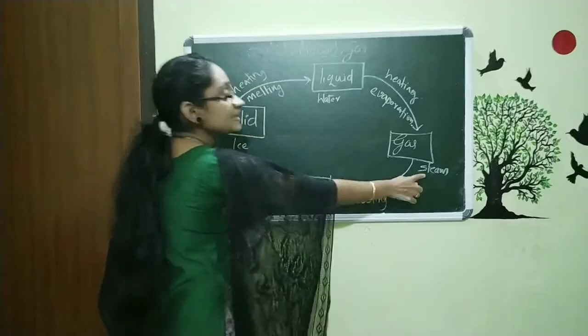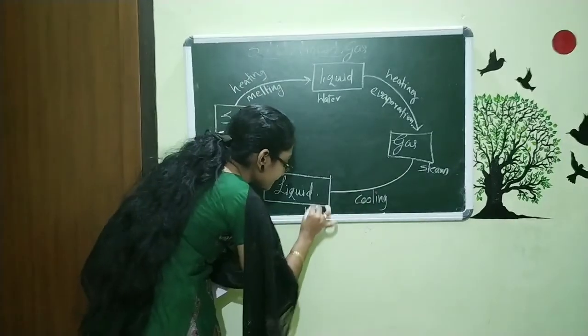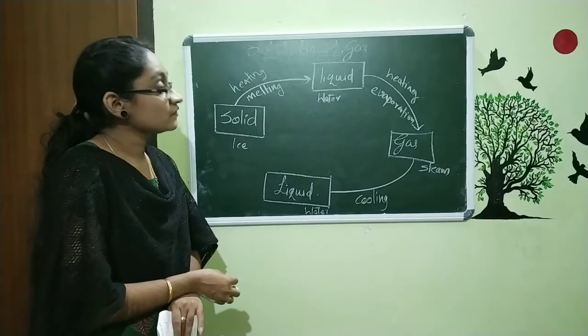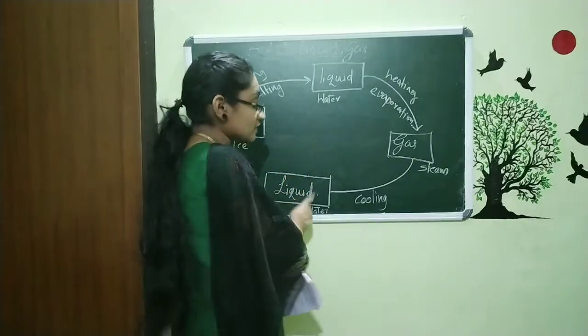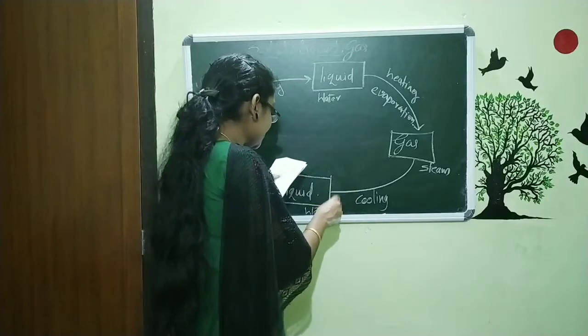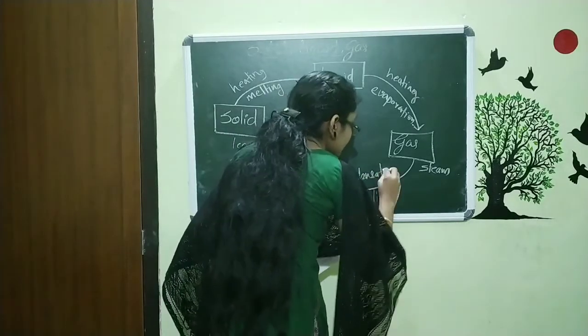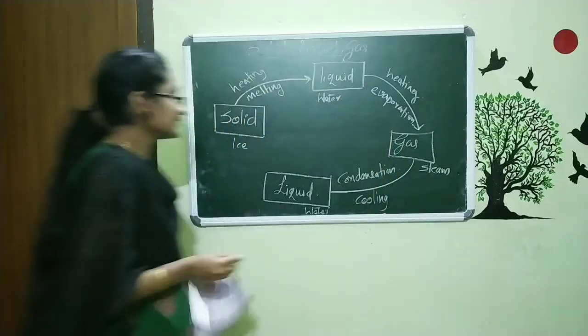That is, our steam is converted to water. And what is the process here? Then, the gaseous form is converted to liquid by cooling that. That is called condensation.